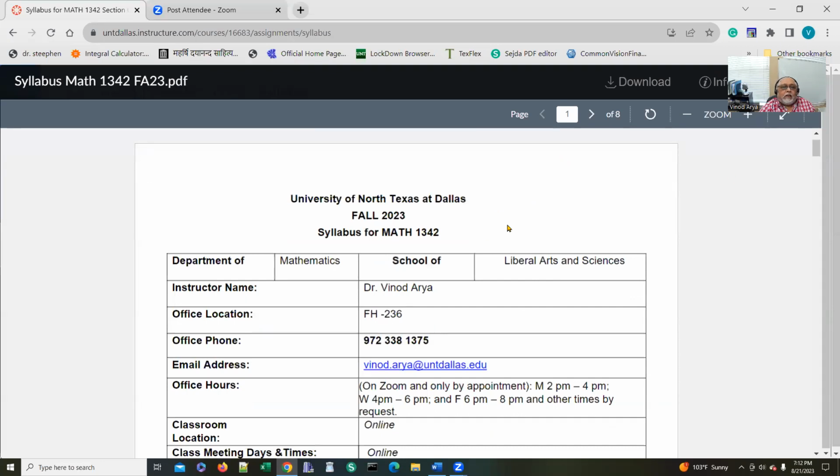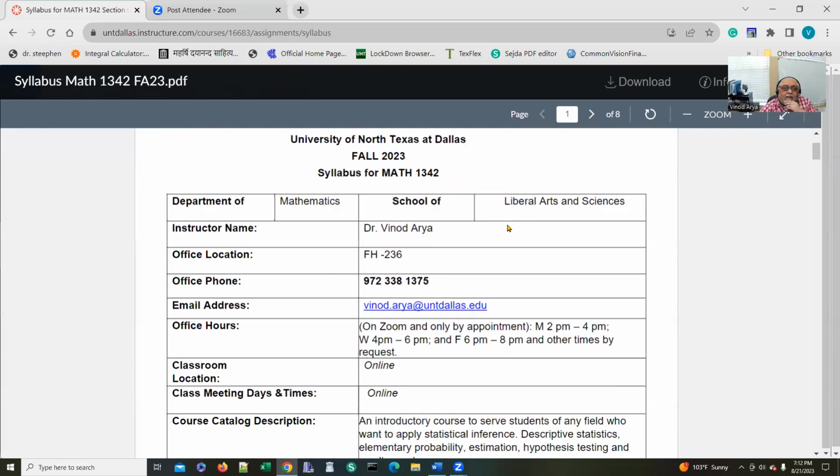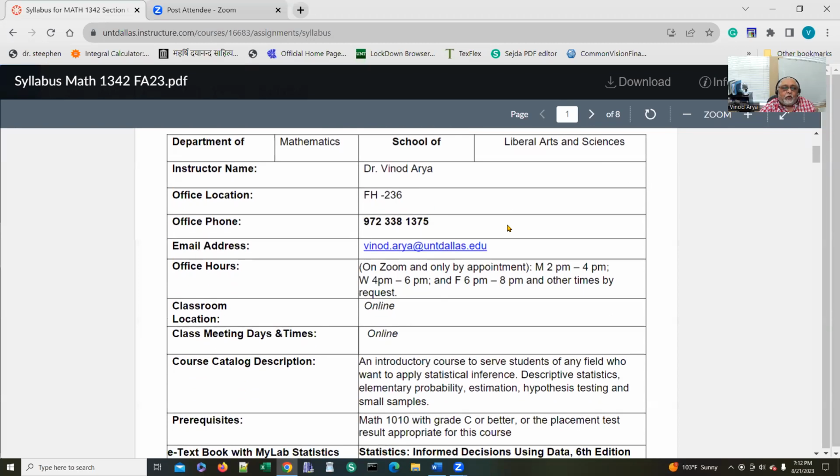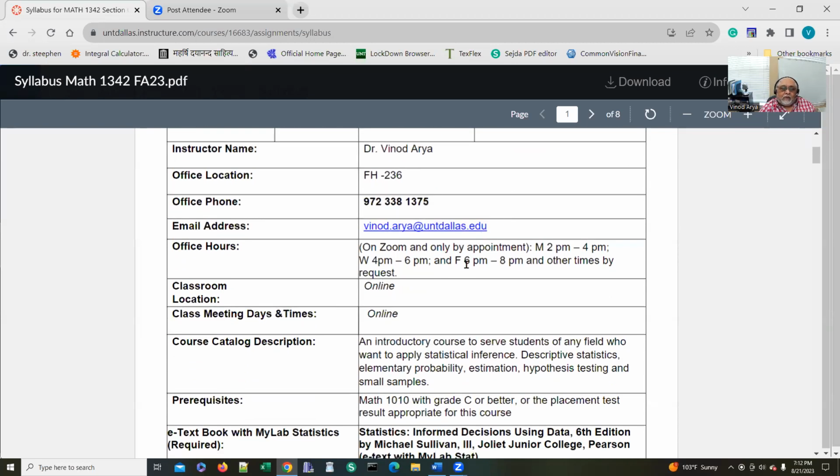So this is for 2023. And again, as I said, I am not going to go through each and every sentence of the syllabus. I will just point out the attention to the direction which matters the most for you guys. So first thing is these meetings are on Zoom and only by appointment.